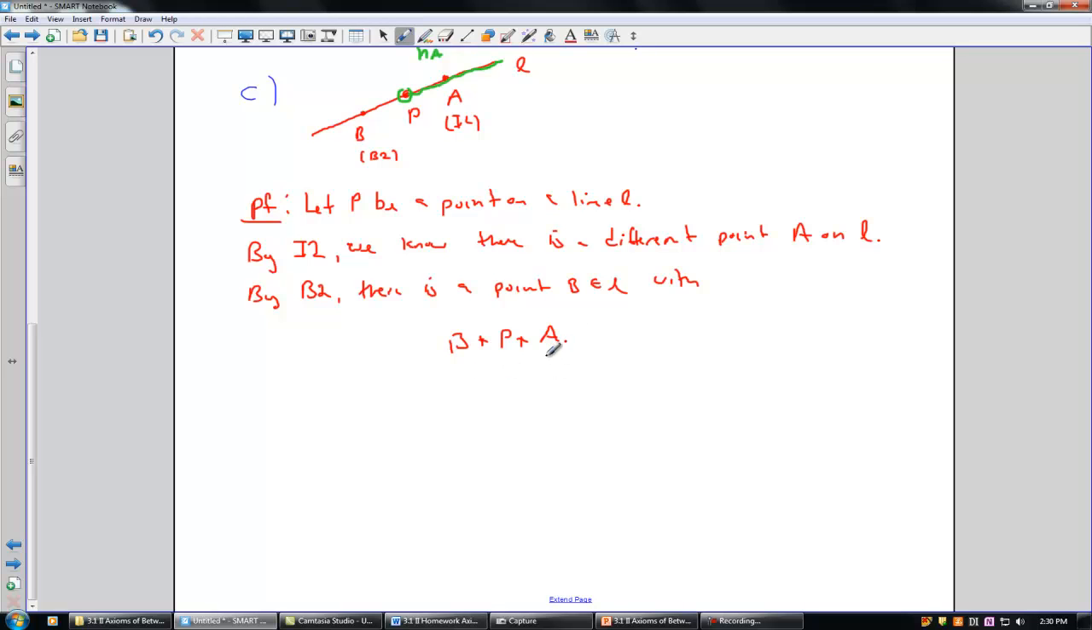Okay, and now my claim is this. My first claim is that, not capital H, I want to show little h. So my claim is that the half line containing B is not equal to the half line containing A. Right, and how am I going to show this? I mean, there are actually lots of ways.